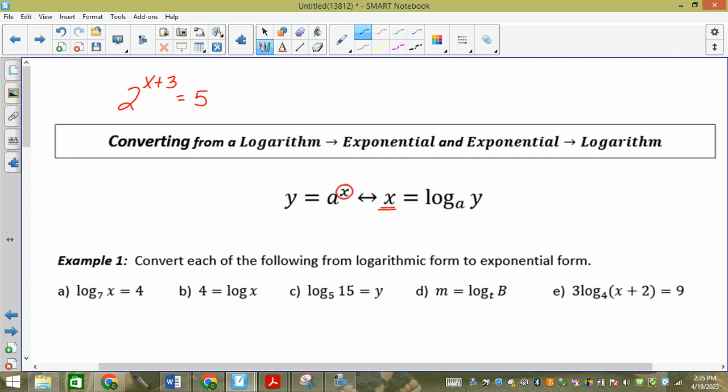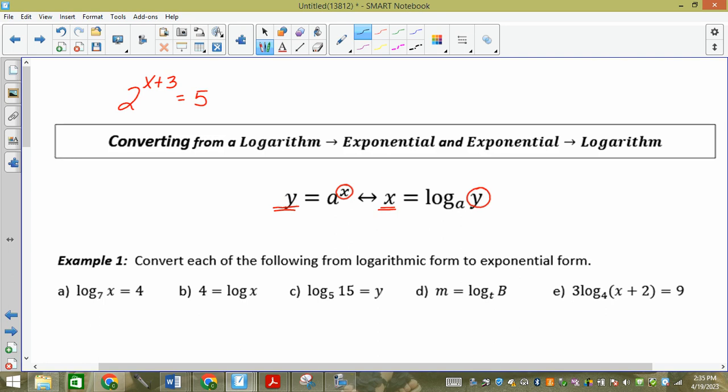With logs, when you have something beside a log, how the heck do I get this by itself? Well, I can't. But if I convert it to an exponential, it actually gets it by itself. So converting back and forth between the two makes it so you can actually solve an exponential or solve a log by using the conversion.